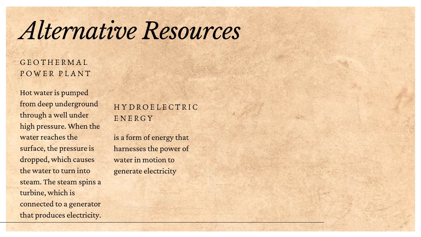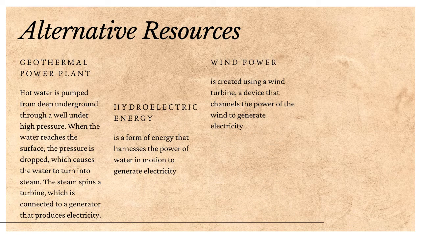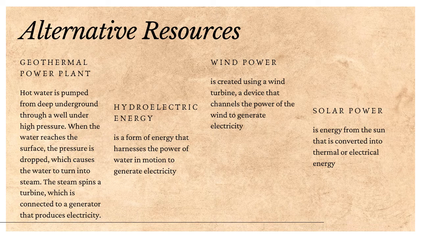Another alternative is hydroelectric energy. It is a form of energy that harnesses the power of water in motion to generate electricity. Wind power is created using a wind turbine, a device that channels the power of the wind to generate electricity. Solar power is also an alternative resource in which the energy from the sun is converted into thermal or electrical energy.